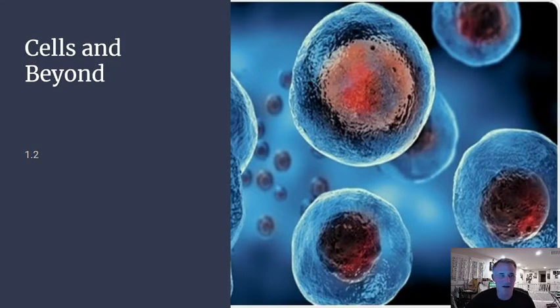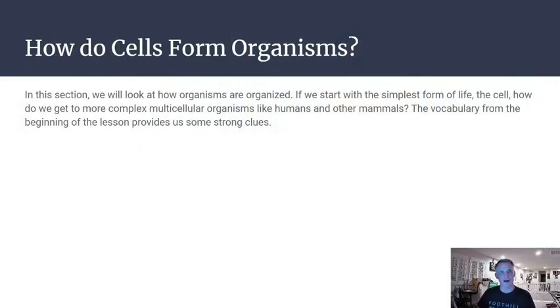So we're going to start talking about cells and beyond, and how they organize in this hierarchy. We'll talk a little bit about that, and then be finishing up. So how do cells form organisms? In this section, we're going to look at how organisms are organized, right? If we start with the simplest form of life, the cell, how do we get to these more complex multicellular organisms like human beings and other animals, trees, plants, etc.